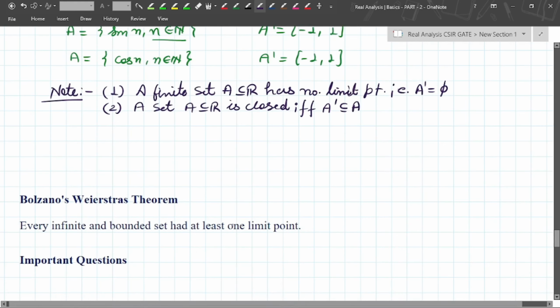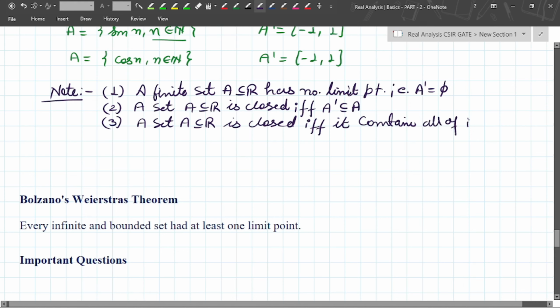Next, the third result says that a set A, a subset of real numbers, is closed if and only if it contains all of its limit points. This is the same as the second point. If it contains its derived set, or if the derived set is a subset of that set, then the set is closed. Or another way to say it, if it contains all its limit points, then it is closed.